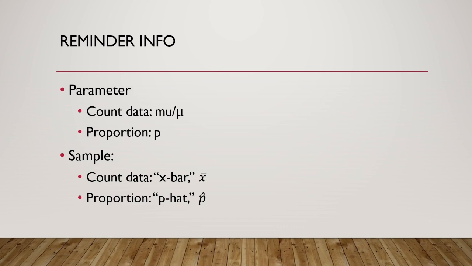If we flip a coin 50 times, 25 times it comes up heads, well, we know that that's half. So that would be a proportion. That would be a percentage between 0 and 1. So when we're referring to that, it's going to be P.